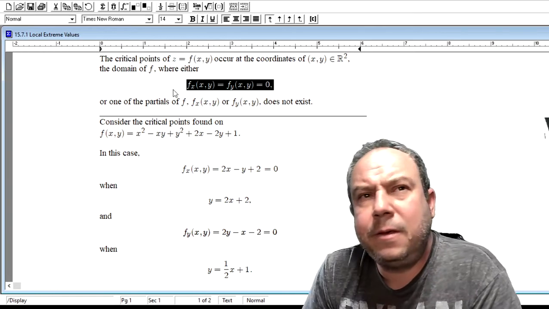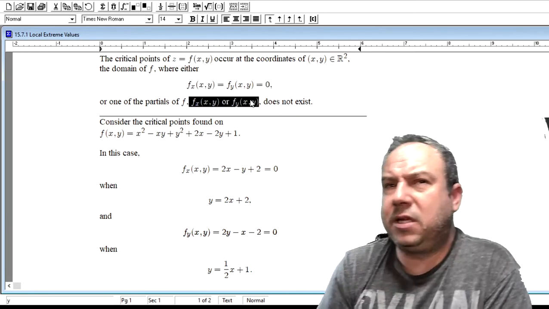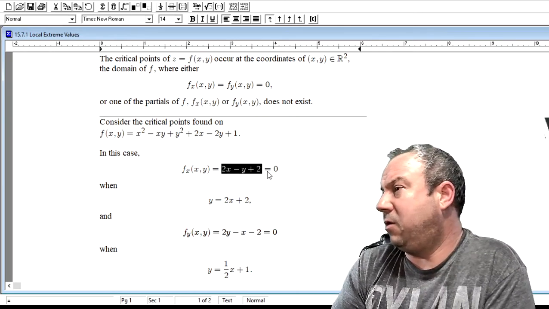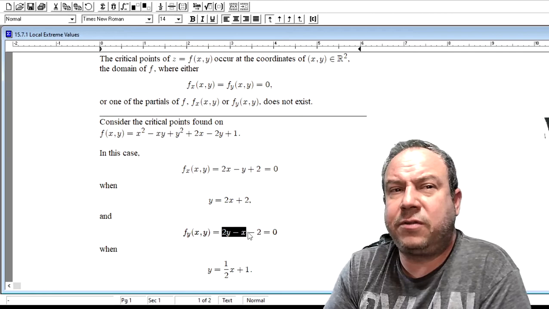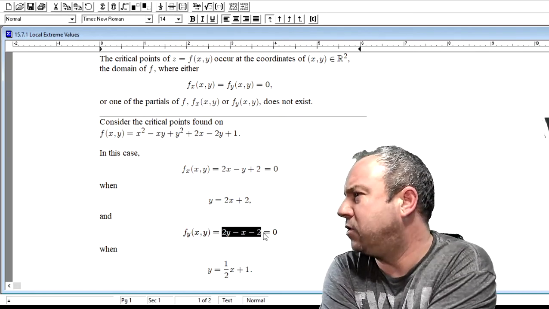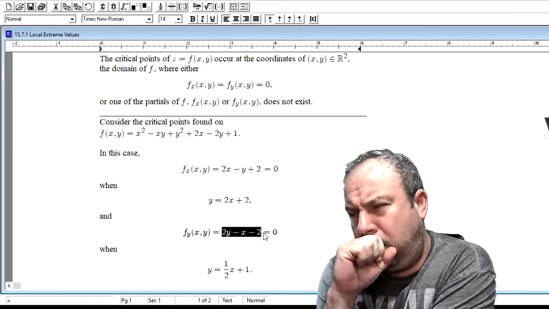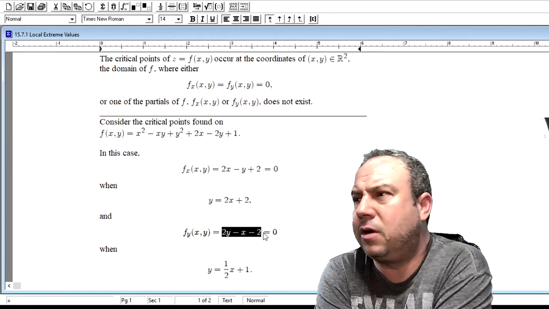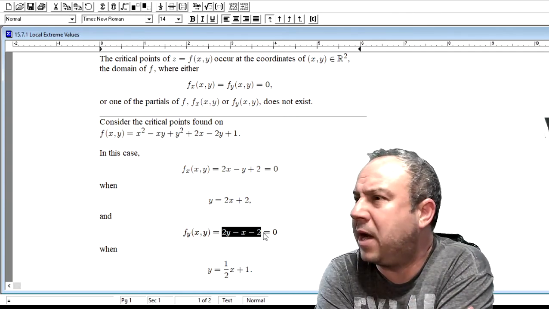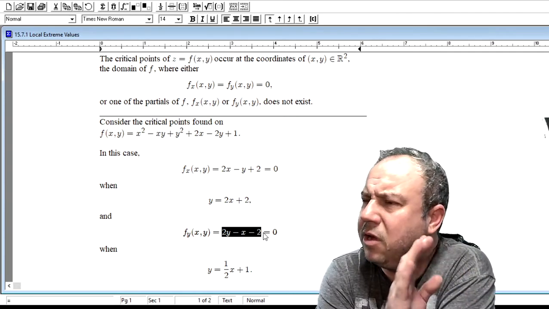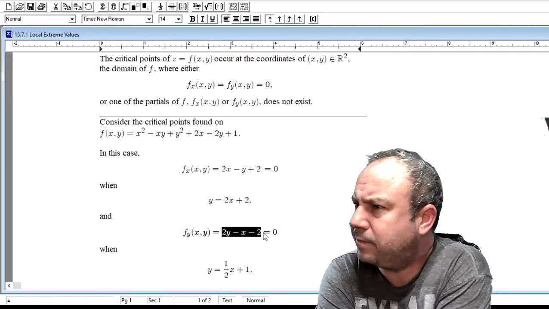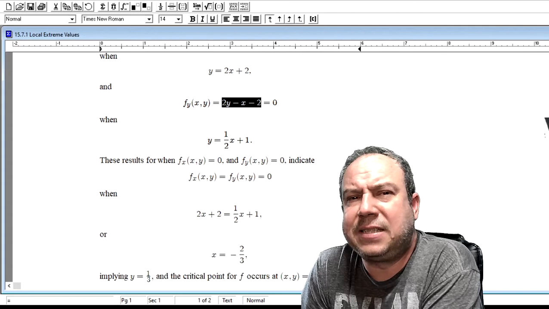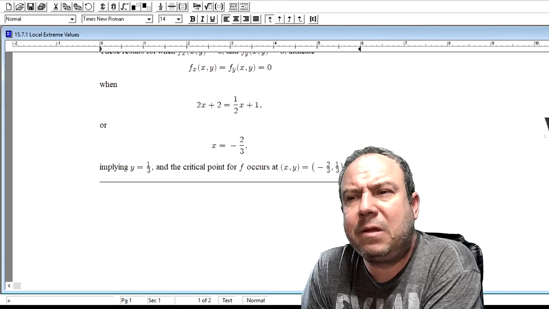As for when these partials don't exist, notice this is a linear equation. It exists everywhere. There's no concern there. This partial, it exists everywhere. There's no concern there. If we had a logarithm or a rational or a radical, there is potential that it might not exist, and we have to watch out for that. But we don't in this case. No worries for critical points for non-existence. All right.